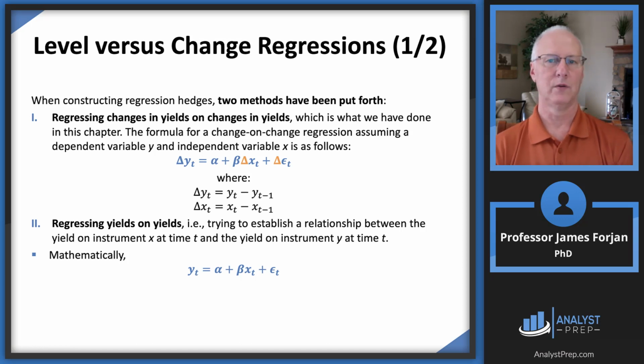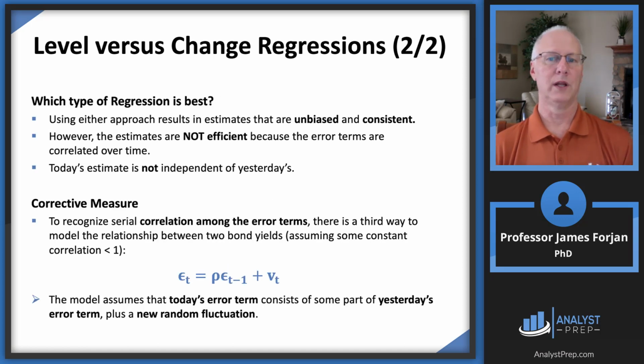All right, so there's a learning outcome that asks you to compare level versus change regression. So which one's better? Notice what we did earlier. We had the deltas, right? Delta Y and delta X, and we did all that kind of stuff. But what we could do is we could just regress yields on those two securities, the TIPS and the treasury bond. Which one is best?